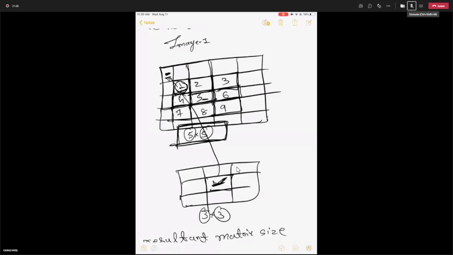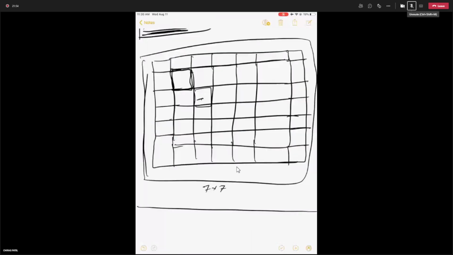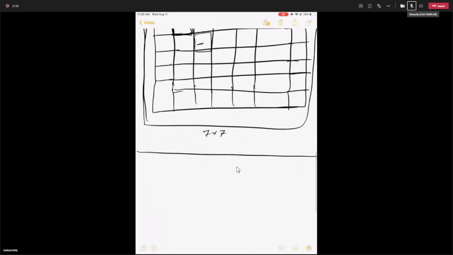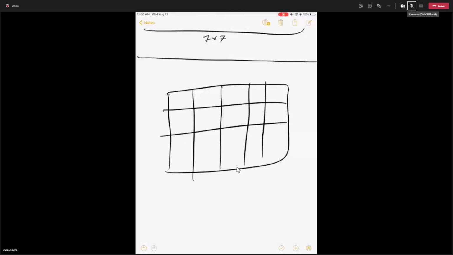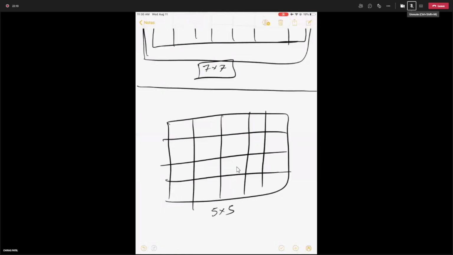If we are having 5 cross 5, and this has now become 7 cross 7, 7 minus 3 plus 1. Okay, this is 7 cross 7, and I had a filter of 5 cross 5. This is my 5 cross 5. If I need to retain this size, what do I need to do? How much do I need to add to the values?